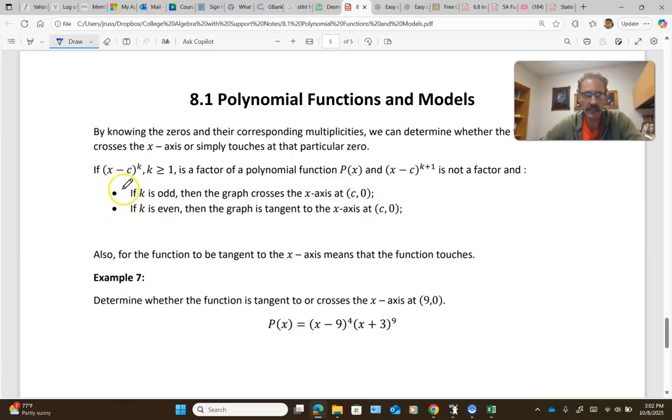And so these two bullets tell us that if k, or the multiplicity, is odd, then the graph will cross the x-axis at that 0. But if k, or if the multiplicity of the 0 is an even number, then the graph is tangent to the x-axis at that value. What tangent means is it touches it, okay? So it comes up to, touches, and then goes back down, or comes down to, touches, and then goes back up, okay?